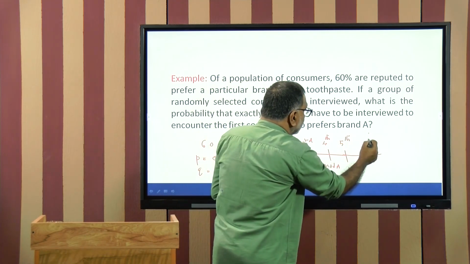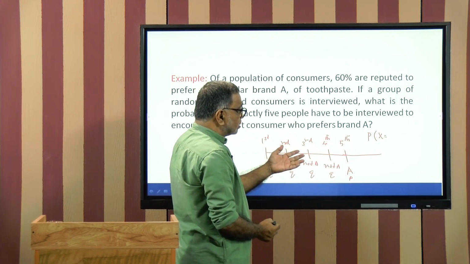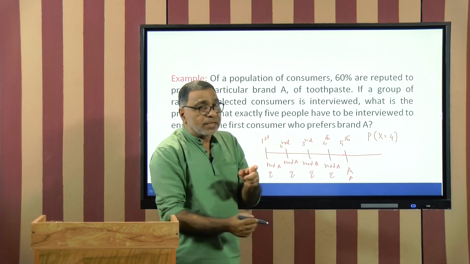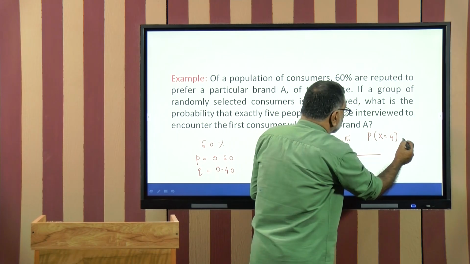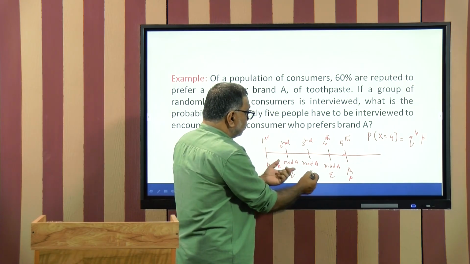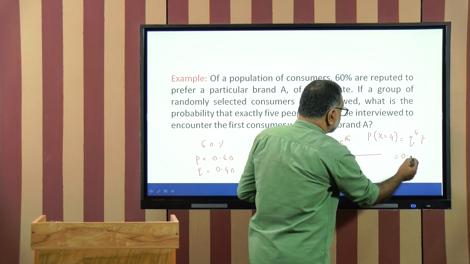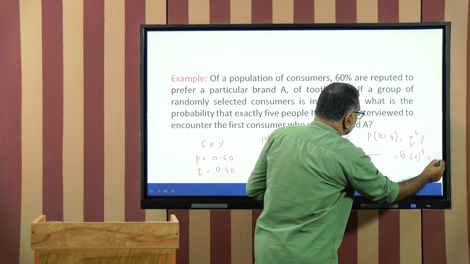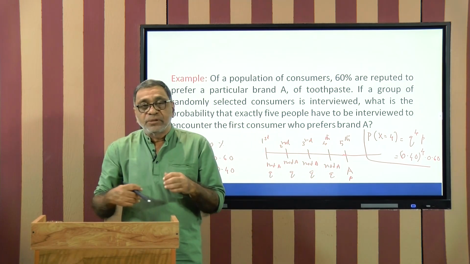So, suppose we have x equal to number of failures preceding the first success. How many failures here? 4. So, x is equal to 4. This is equal to q power 4 into p, because q into q 4 times and p, and that is 0.40 power 4 into 0.60. So, this is the probability of that particular event.